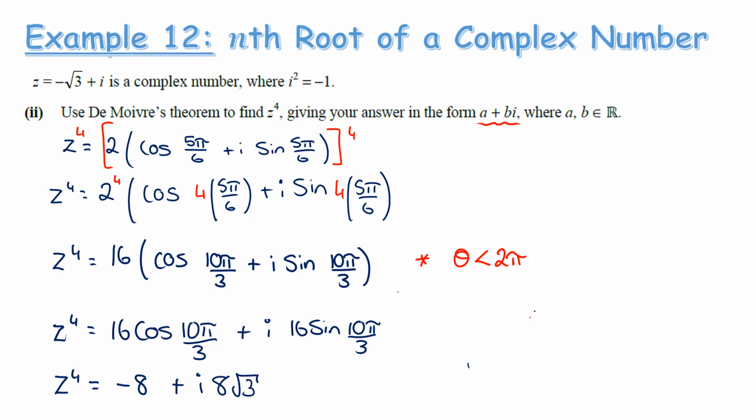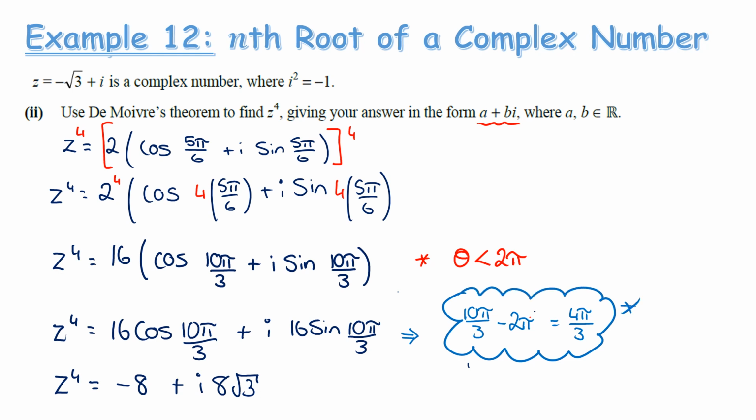That i can be put at the end, but generally when we have a square root or a third, we put the i in front. If you wanted to at this point do a little bit of cleanup, you'd take away 2 pi. So 10 pi over 3 minus a rotation, so 2 pi, and that would leave us with 4 pi over 3. So you could work with 4 pi over 3 instead of 10 pi over 3. It would be the same result. If we didn't want it back in rectangular form, if we wanted to give it in polar form, we would need to take away that rotation to tidy up the angle.